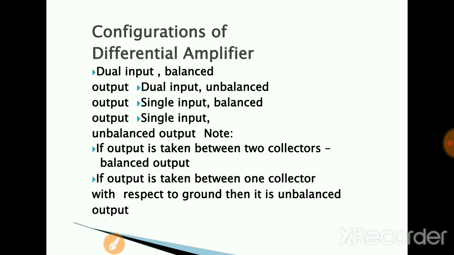So based on the input connections and the output values, we classify the differential amplifier into four types. Based on the given input connections, the differential amplifier is classified as dual input and single input, and based on the output voltage, it is classified as balanced output and unbalanced output. So there are four types of differential amplifiers: dual input balanced output, dual input unbalanced output, single input balanced output, and single input unbalanced output.